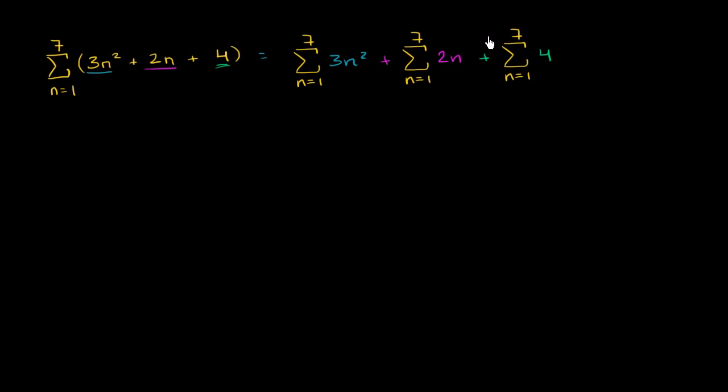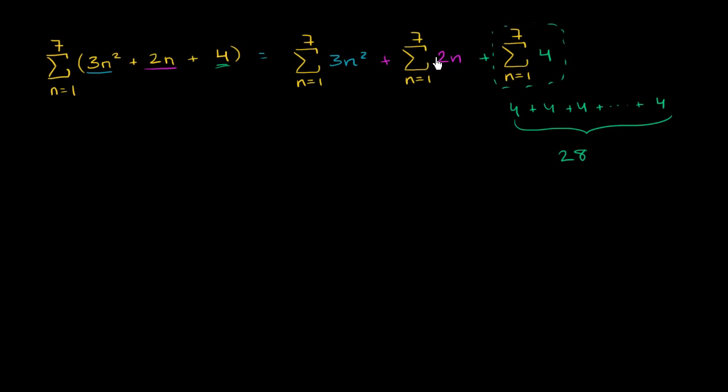Now, out of all of these, this last piece is pretty easy to evaluate. When n equals 1, this thing is equal to 4. When n equals 2, this thing is equal to 4. When n equals 3, this thing is equal to 4. So you're essentially going to take 7 4s and add them together. So this is essentially just going to evaluate to 7 times 4, or 28.